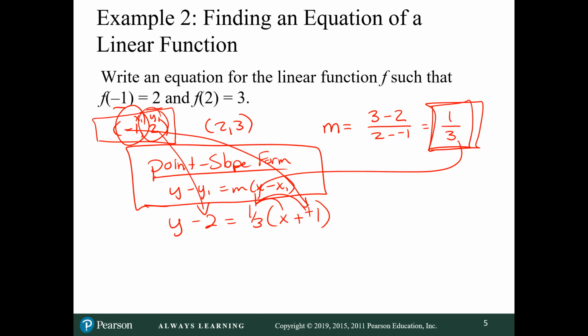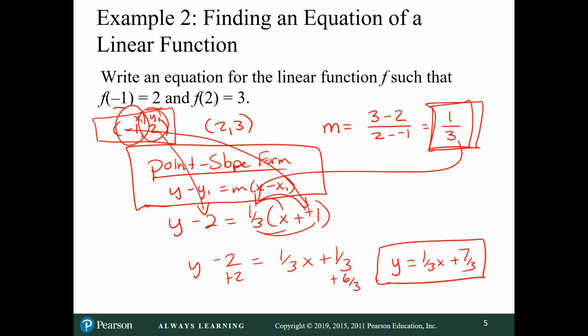So if you're told to put it in slope-intercept form, distribute. So y minus 2 equals 1/3 x plus 1/3, and then add 2. 2 is how many thirds? 6/3. So y equals 1/3 x plus 7/3. There's your equation. There's your linear function. And actually, to be in function notation, f(x) equals 1/3 x plus 7/3.